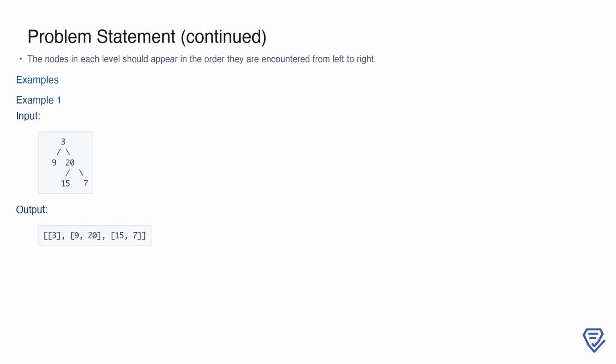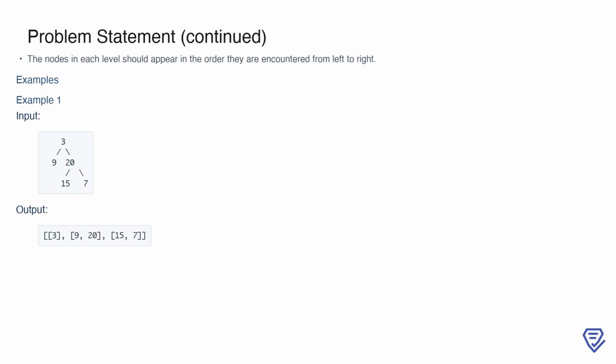Let's look at an example to make this clearer. Imagine we have a binary tree with the root node having a value of 3. The root has two children, 9 on the left and 20 on the right. The node 20 further has two children, 15 on the left and 7 on the right. The output for this tree would be a list of lists: [3], [9, 20], [15, 7]. Each inner list corresponds to a level of the tree, starting with the root, followed by its children, and so on.